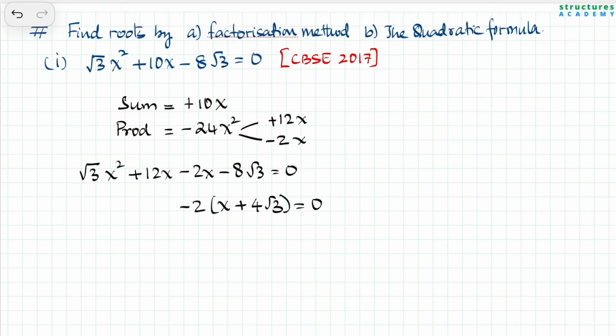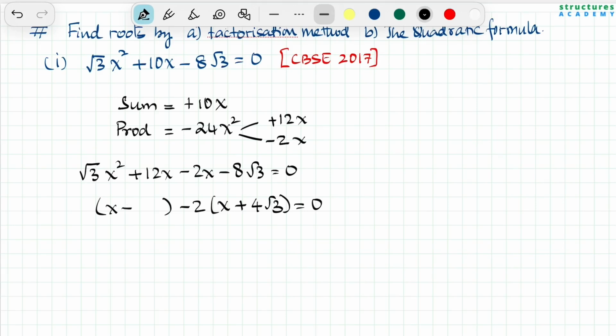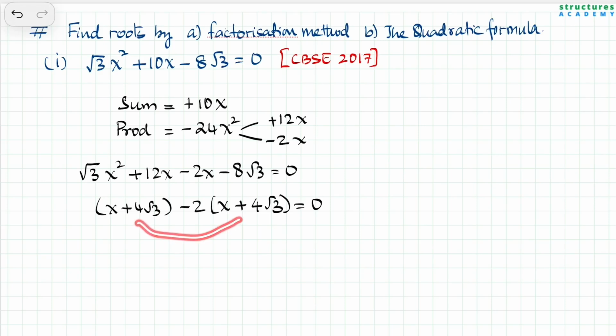So let me back check. If I multiply minus 2 into x, I get minus 2x. When I multiply minus 2 into plus 4 root 3, I do get minus 8 root 3. So this factorization is correct. Now, if I'm a little confused as to what to take common here, what I can do is, I will first write the bracket term, x plus 4 root 3. Because the bracketed term will be the same in both cases.